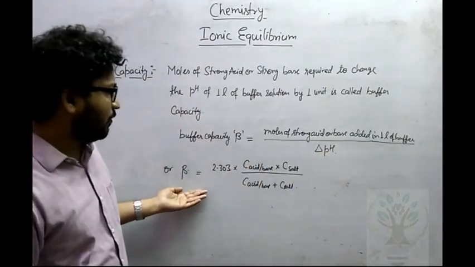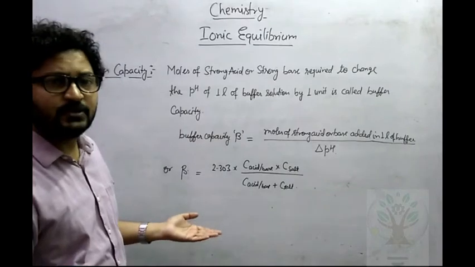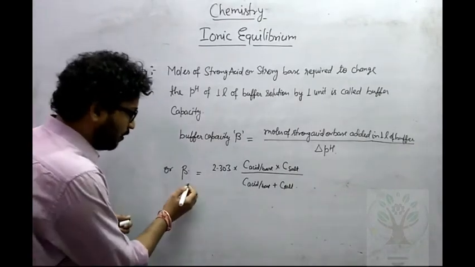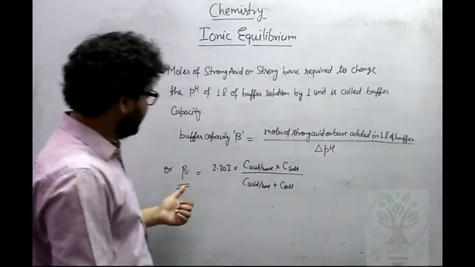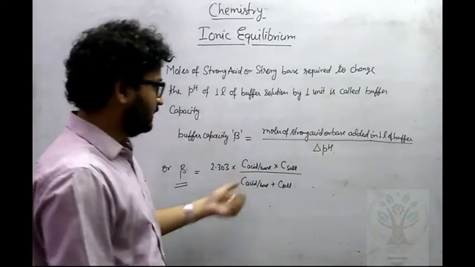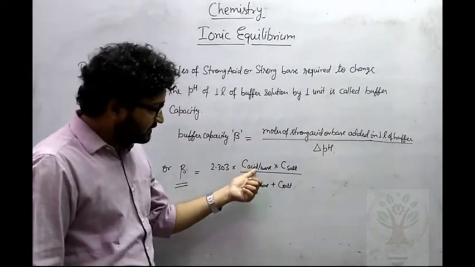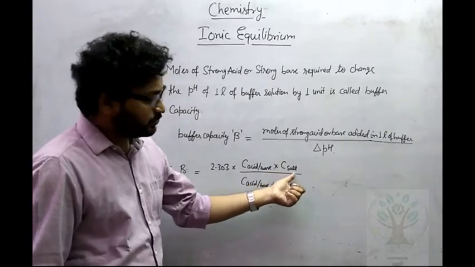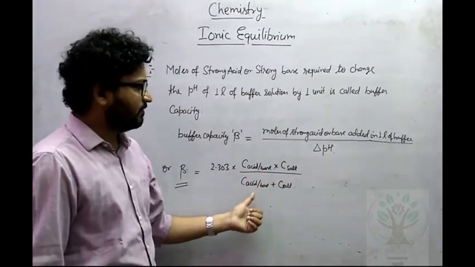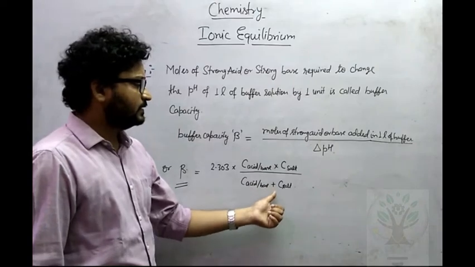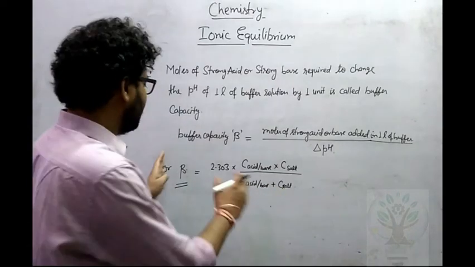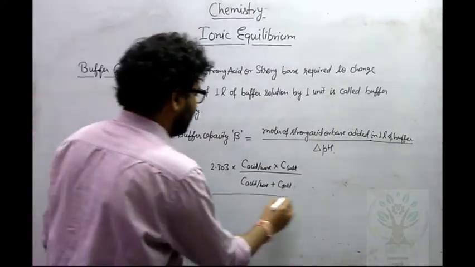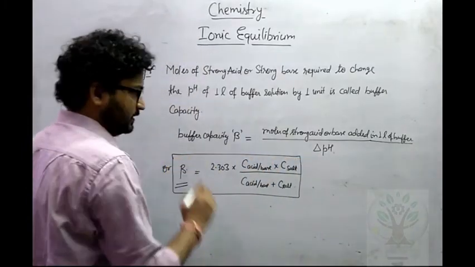Now, if you want to find buffer capacity, there is one more formula. Derivation is no longer in our syllabus. So beta is equal to how much? 2.303 times the concentration of weak acid or weak base, multiplied by the concentration of salt, divided by the concentration of weak acid or weak base plus the concentration of salt. If you apply this formula, you will directly get the buffer capacity.